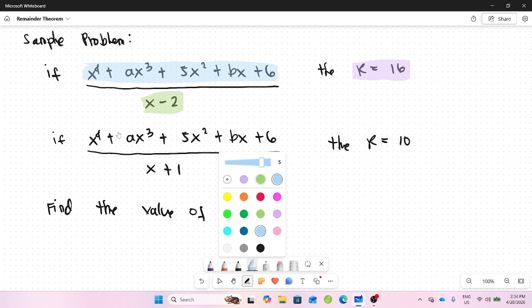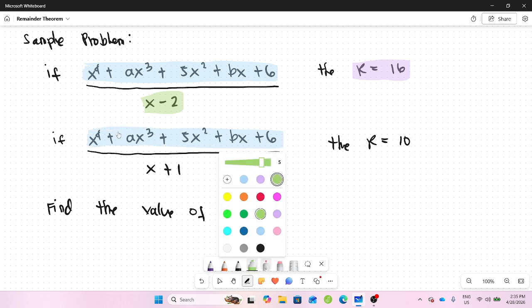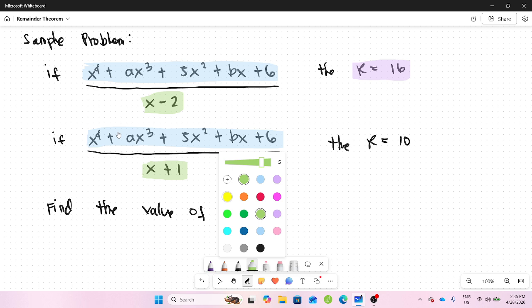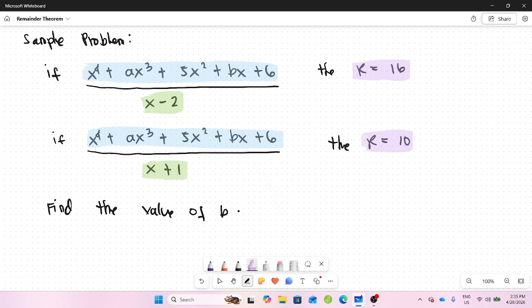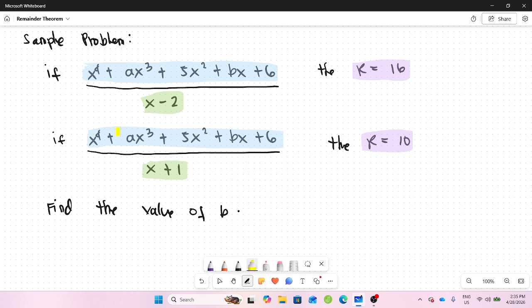Now if we divide the same numerator by a different denominator with this one, then we get a remainder of 10. Now the problem asked us to solve for the value of the constant b, this one. What's the value of that?